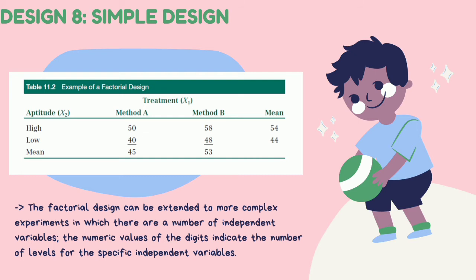Factorial designs can be extended to more complex experiments in which there are a number of independent variables. The numeric values of the digits indicate the number of levels for the specific independent variables. There are 3 independent variables with 2, 3, and 4 levels, respectively. Such an experiment might use 2 teaching methods, 3 ability levels, and 4 grades. Theoretically, a factorial design may include any number of independent variables with any number of levels of each.